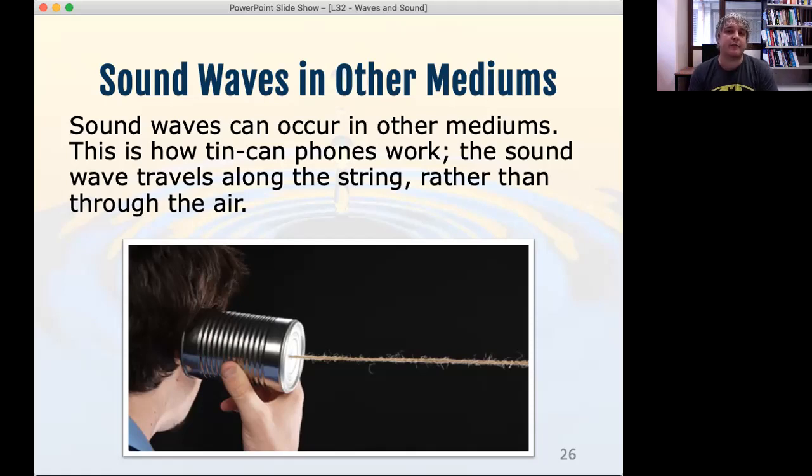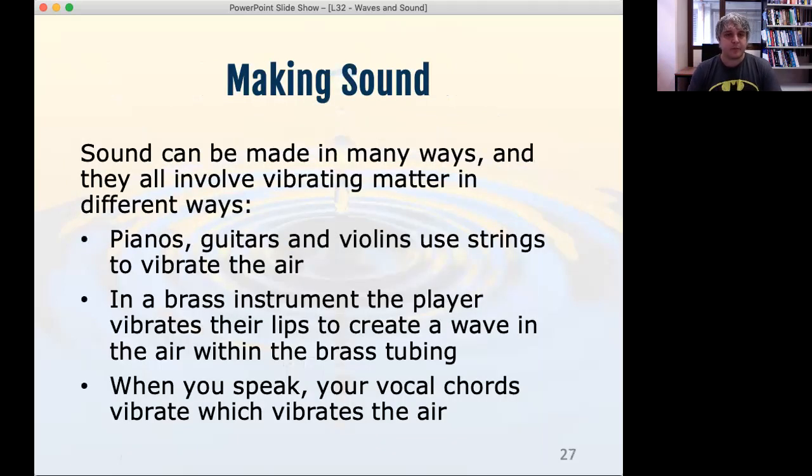Remember that a sound wave in physics is simply the mechanical motion of matter such that energy is transported through space. So it doesn't matter if it's air, if it's a gas, or if it's a solid or a liquid. Sound is just that mechanical vibration transporting energy through.